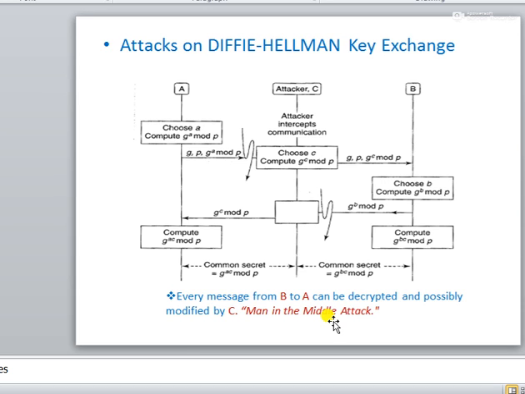And then next is your Diffie-Hellman key exchange. This Diffie-Hellman key exchange is a very important question, repeatedly asked. Diffie-Hellman key exchange, the RSA algorithm, and SHA1: these three are very important.